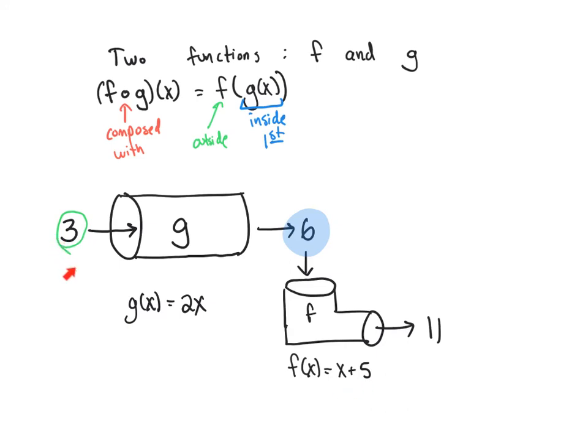I first took 3 and I doubled it to become 6, and then I took this output, the output of g of x, and it becomes the input to f of x. That's what function composition is: you're taking an output from one function and making it the input to another function. So stay tuned for the next video to see some more examples with some particular functions.